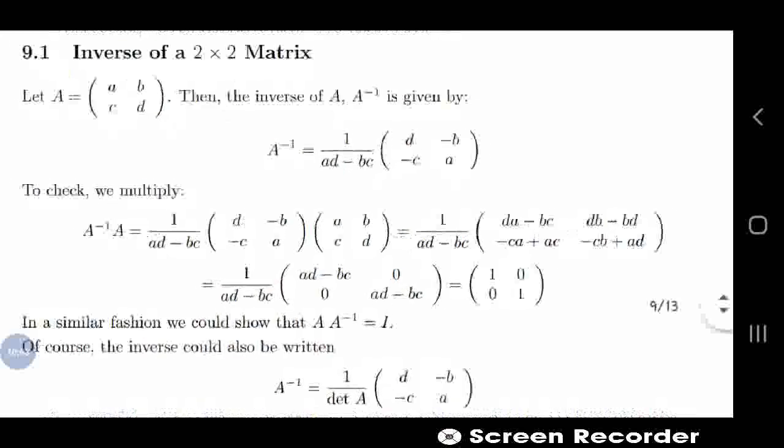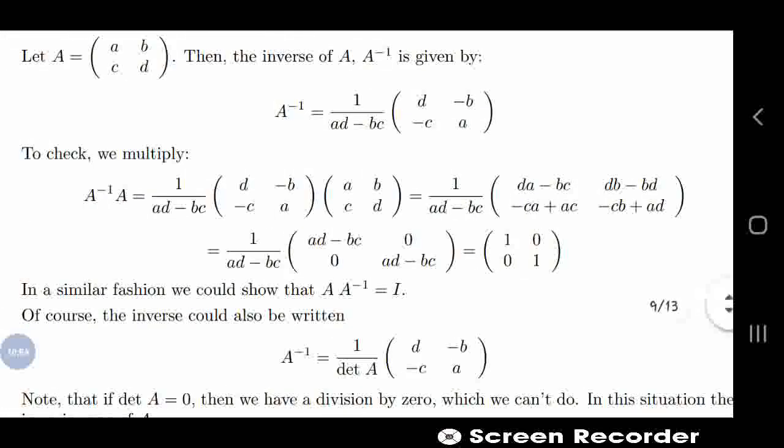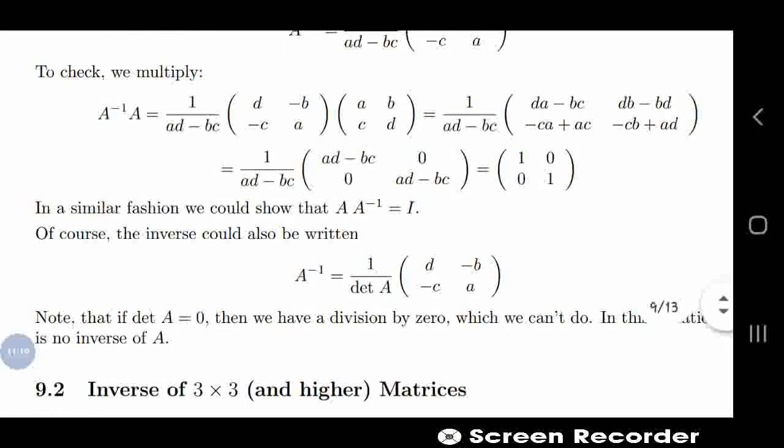So what you have to do means, here D you have to add first for minus C and minus C, you have to add first A, then C, then you have to add for B and D. After when you do like that, you get two numbers, 0 and AD minus BC, 1 minus 1 you will get. So therefore in a similar fashion we could show that A minus 1 is equal to I or 1. Of course the inverse could also be written like that, and you can write the inverse also.